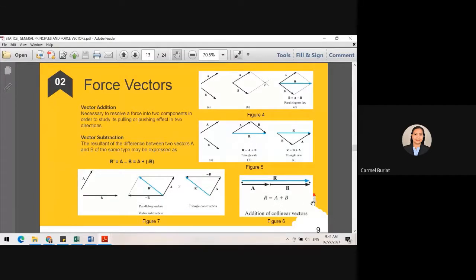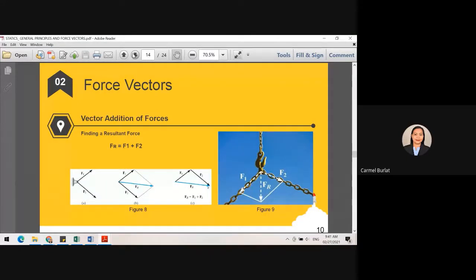So, for addition of collinear vectors, it is very easy. You just add them. Addition of collinear vectors, vector A plus vector B, you have the resultant R. In collinear vectors, they have the same sense and the same direction, and the sense is going to the right. Those are simple presentations of vectors.